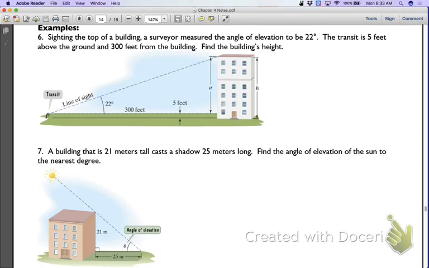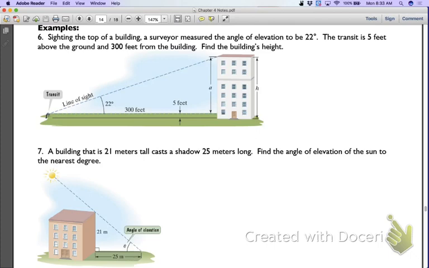Now, the one thing that you do have is an extra 5 feet as far as what he's using to survey. It's not going to survey from the actual ground. It's going to be on a pedestal or a tripod and then shooting from there.